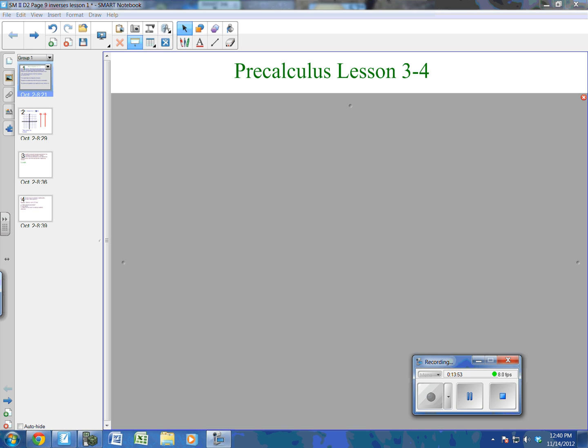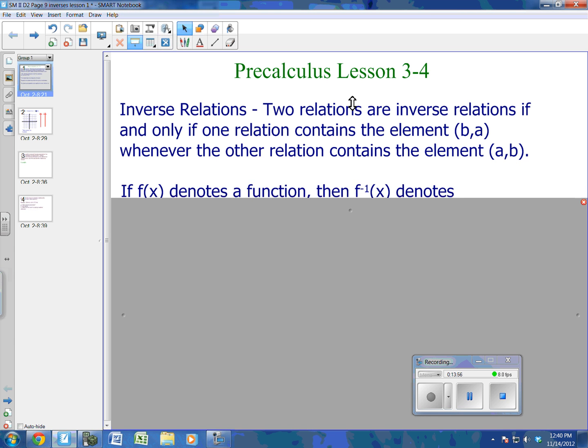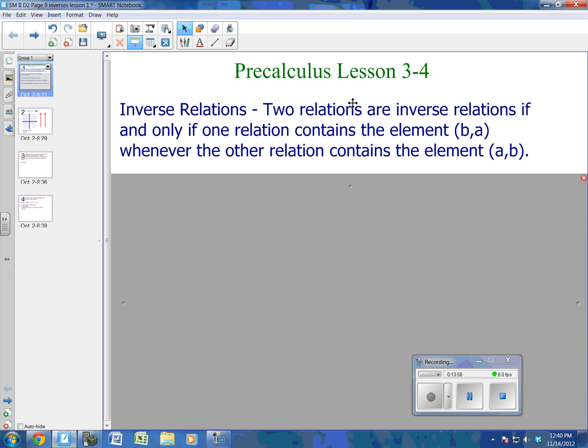Okay, even though this says pre-calculus, this is not your lesson right here. Here we go. Inverse relations. Two relations, write this down. Two relations are inverse relations if and only if one relation contains the element b, comma a, whenever the other relation contains the element a, comma b.